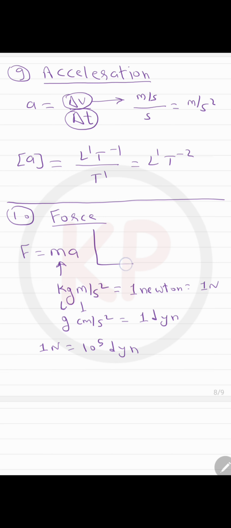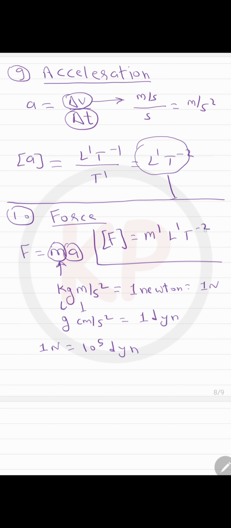Let's see the dimensional formula. The dimensional formula of force F will be the dimensional formula of mass, which is M1, times the dimensional formula of acceleration. The dimensional formula of acceleration will be L1 T minus 2. So M1 L1 T minus 2 is the dimensional formula of force.